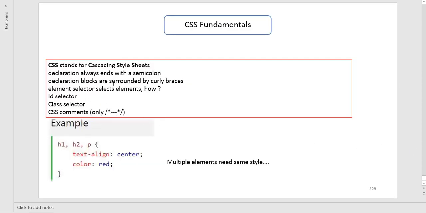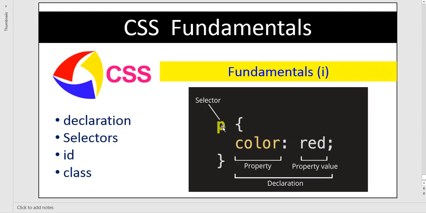Then after, declaration blocks are surrounded by curly braces. Right now you have seen that after the selector you have a curly brace and this is the curly brace closed. Inside of it you would be able to write all those properties that you want to apply on the specific element of the HTML.